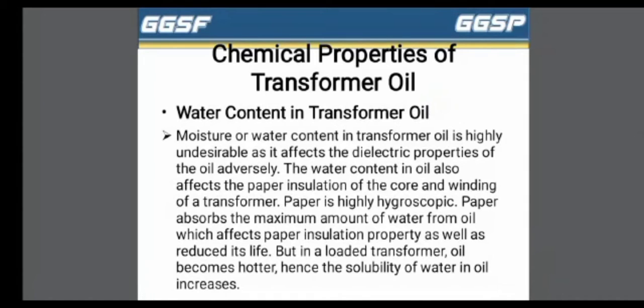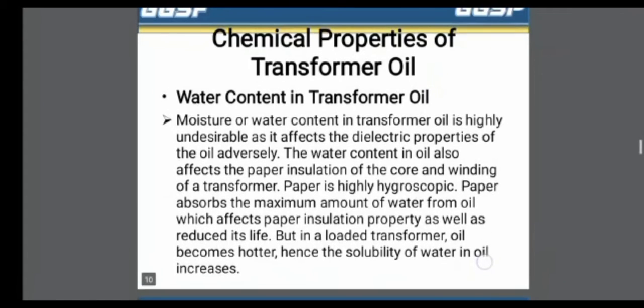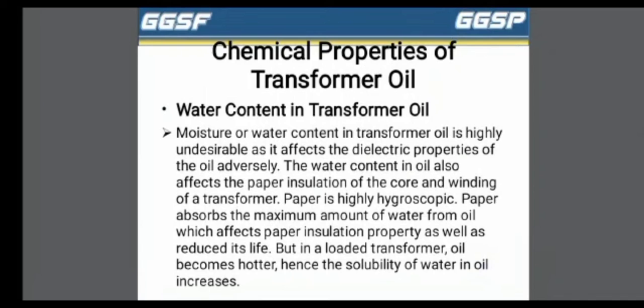Chemical properties of transformer oil. Water content in the transformer oil. Moisture or water content in transformer oil is highly undesirable as it affects the dielectric properties of the oil adversely. The water content in oil also affects the paper insulation of the core and winding of a transformer. Paper is highly hygroscopic. Paper absorbs the maximum amount of water from oil, which affects paper insulation property as well as reduces its life. But in a loaded transformer, oil becomes hotter, hence the solubility of water in oil increases.